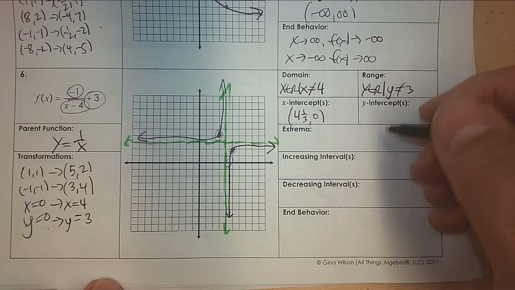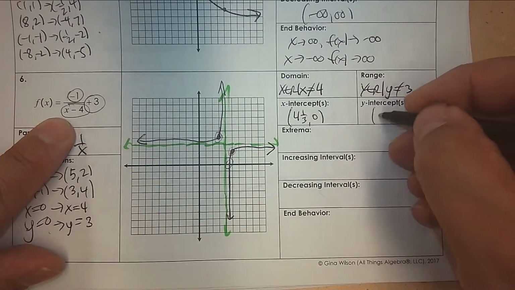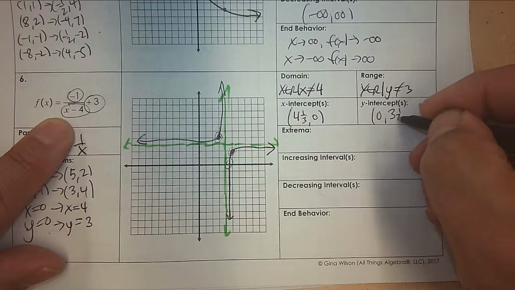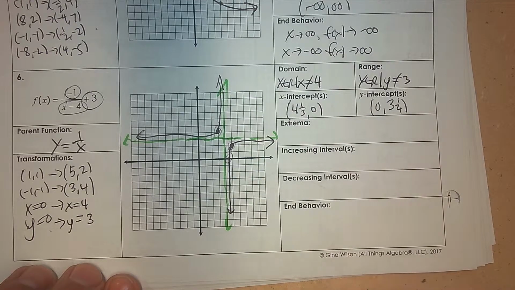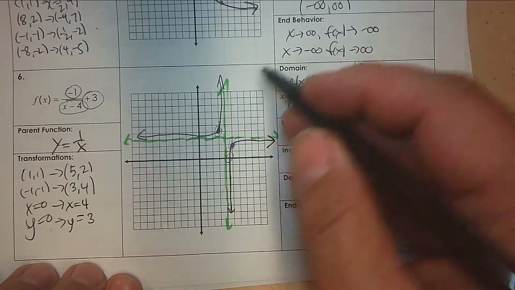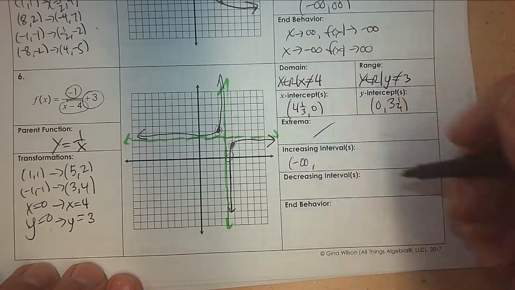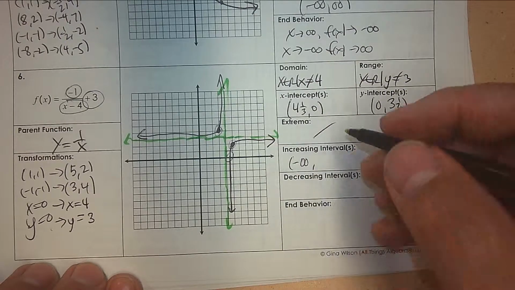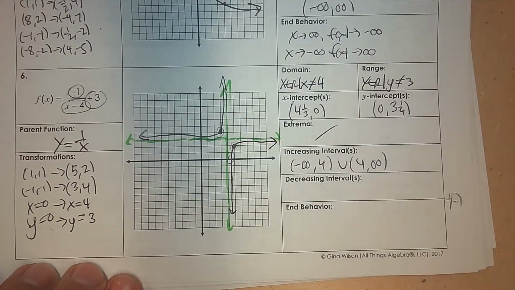The y-intercept, plug in 0 for x. A negative divided by a negative is positive, so it's 3 and 1/4. So you have 1/4 plus 3, make it easy. Extreme values, none. Increasing, everywhere. So the only part that's not increasing, we have to include the asymptote, which is at 4. So this means that 4 is not included. So from negative infinity to 4 and 4 to infinity, but 4 is not included.